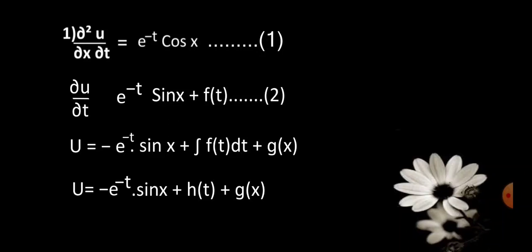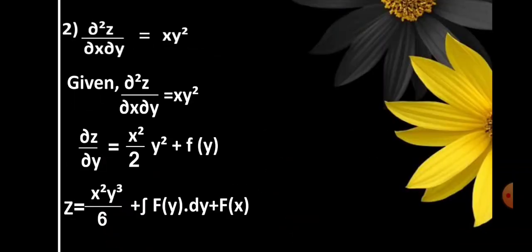Now the integral of f(t) dt will be a function of t, so we can use any other name to represent it. We can write u equal to minus e^(-t) sin x plus h(t) plus g(x). This is the required solution for the given differential equation. Since the differential equation is of second order, the solution contains two arbitrary functions, that is h(t) and g(x). Now consider the second problem.